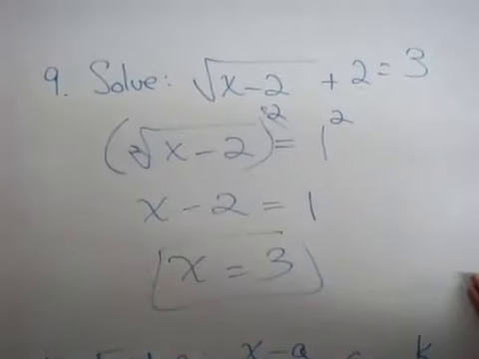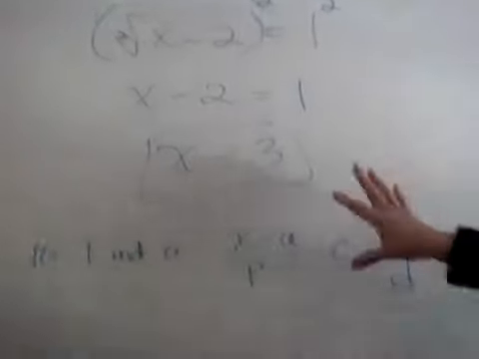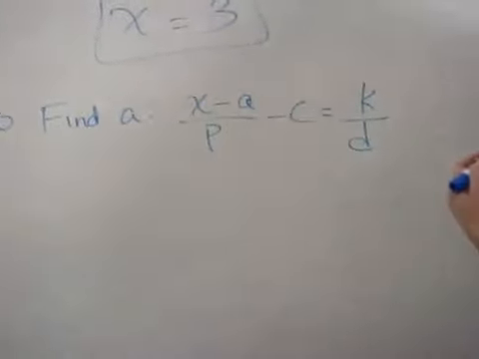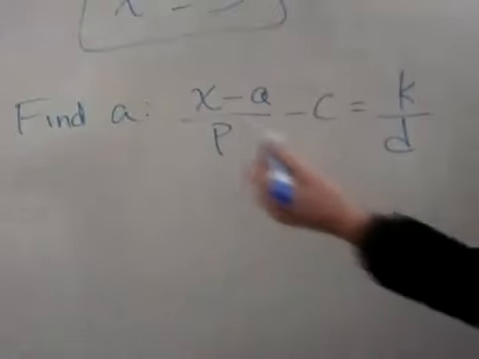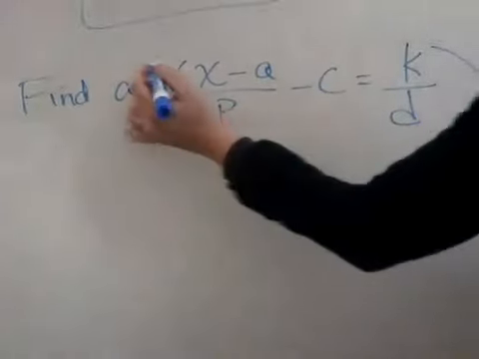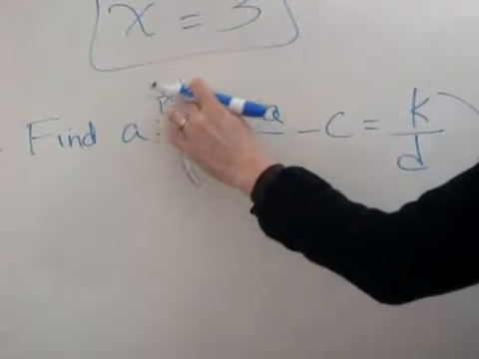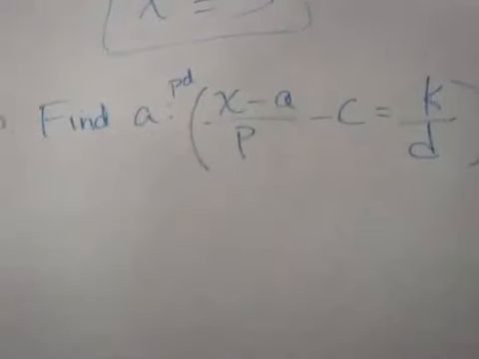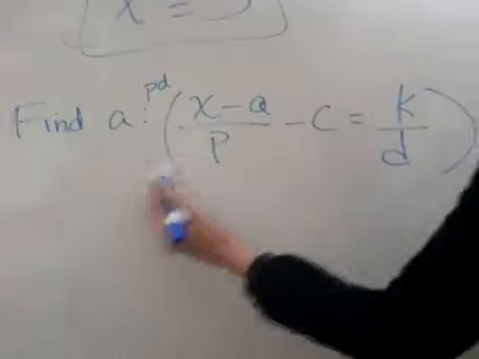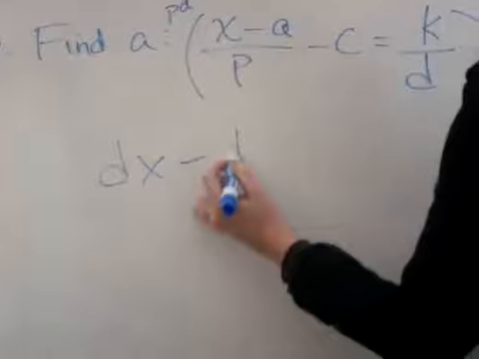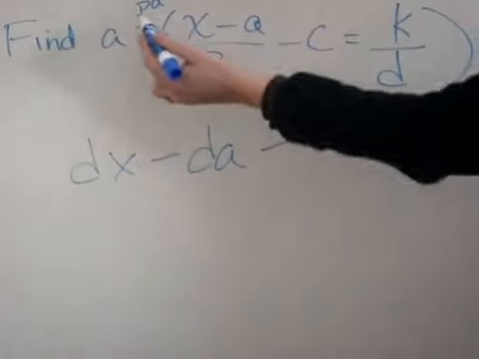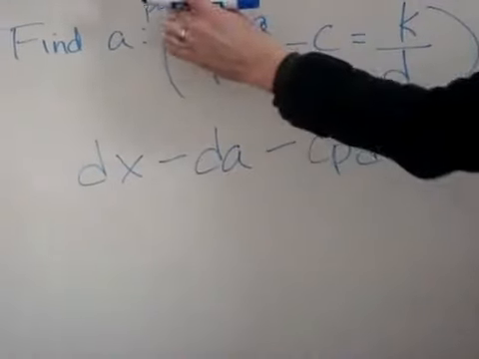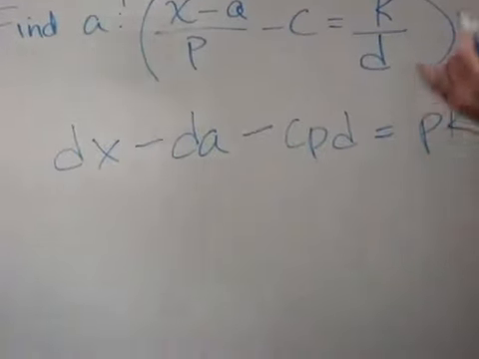Next one, find a, and I don't mean just there it is, but get it by itself, solve for a. This one, we need to find a common denominator, multiply everything by the common denominator. Common denominator is PD. So I'm going to take every term times PD, and that will eliminate our fraction. So the p's will cross out, so I'm going to get dx minus dA. I have to take PD times c, so it's CPD. The d's are going to cross out, so I get PK.